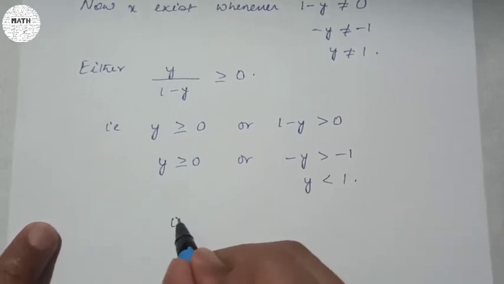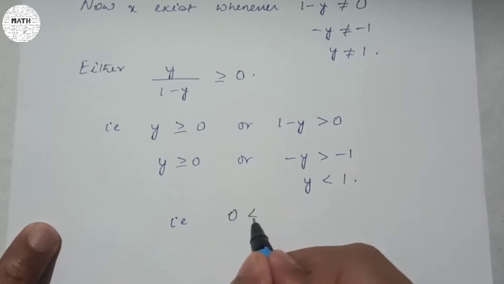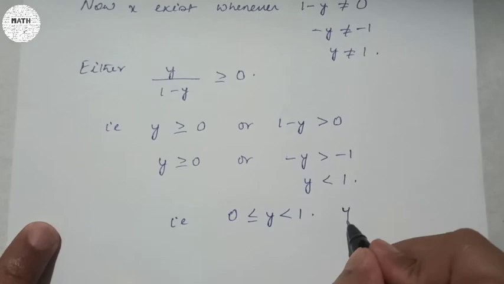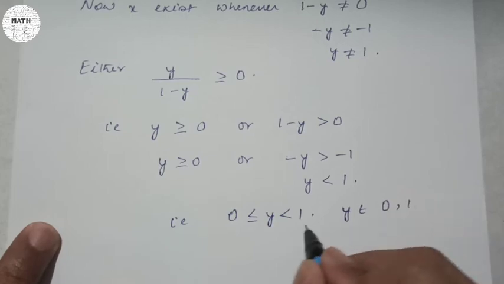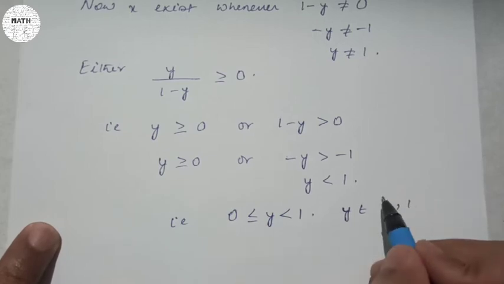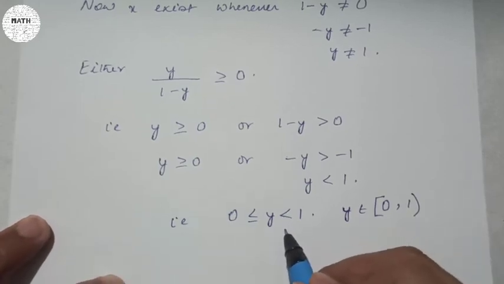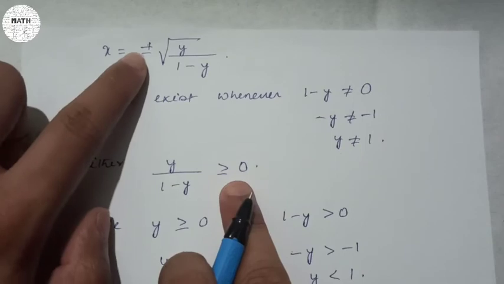So that is y greater than 0, so 0 less than or equal to y is less than 1. So y belongs to [0, 1). But look at the sign: there's an equal to sign over here, so there's a square bracket, and a round bracket because there is no equal to sign. So that's for either greater than or equal to 0. That means that's for your positive one.